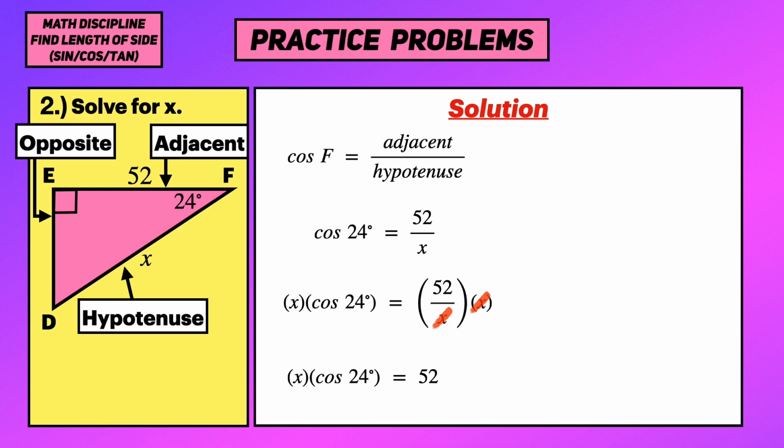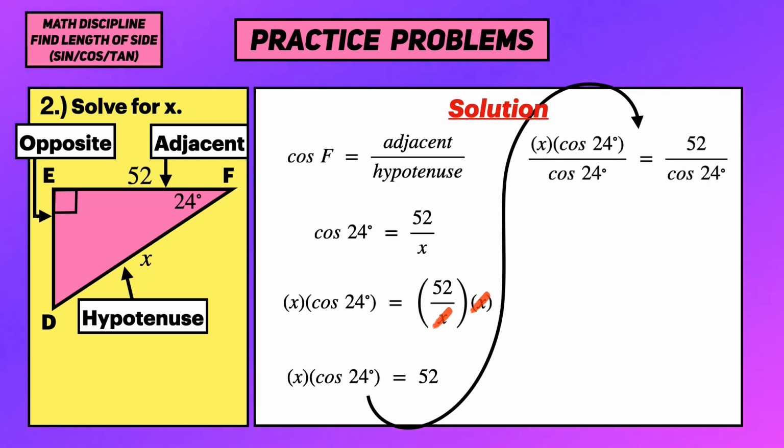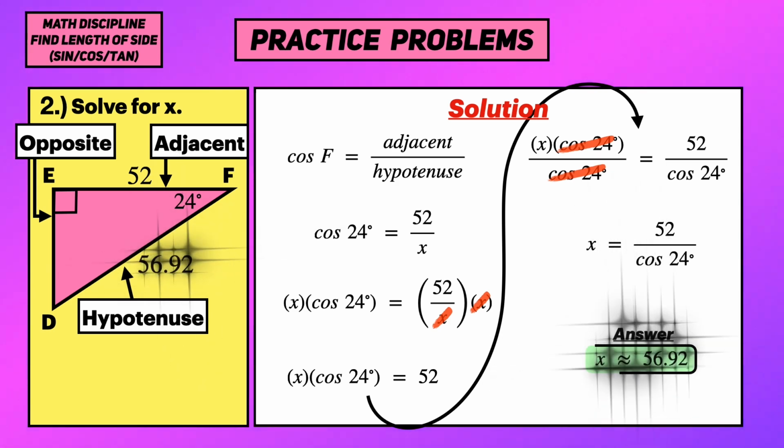We still need to move the cosine of 24 degrees to the other side in order to get x by itself. Since cosine of 24 degrees is multiplying with x, we do the opposite operation, which means dividing both sides of our equation by the cosine of 24 degrees. The cosine of 24 degrees cancels out on the left hand side, and now we have x equals 52 divided by cosine of 24 degrees. We divide 52 by the cosine of 24 degrees in our calculator, and we get our answer, which is x equals approximately 56.92.